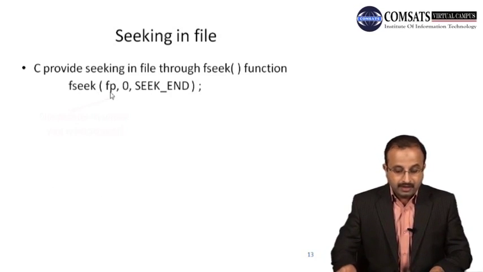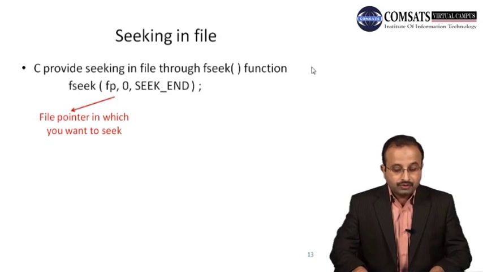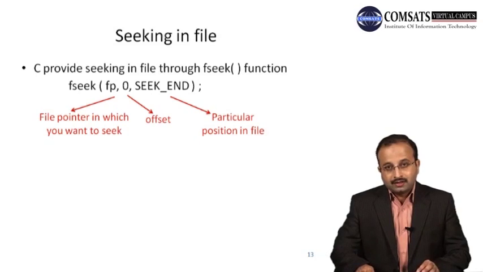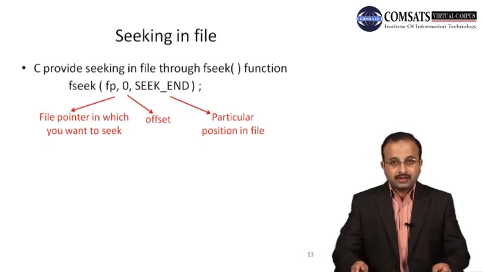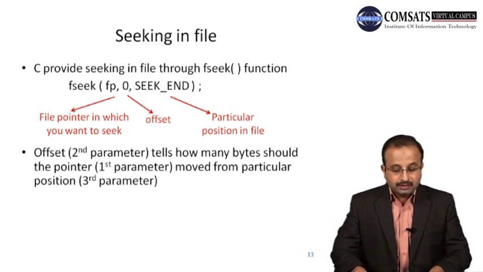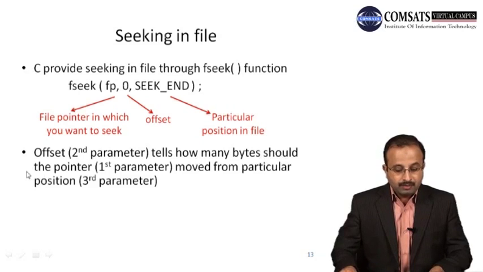The first parameter is the file pointer in which you want to seek. The second parameter is the offset, and the third parameter is the particular position in the file. So SEEK_END is the end of the file, that is the position where the pointer points to the end of the file. The offset tells how many bytes the pointer should move from a particular position.